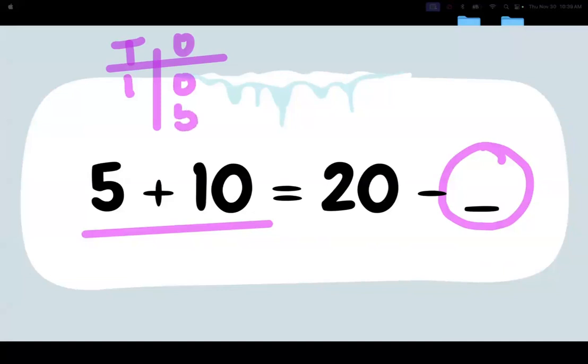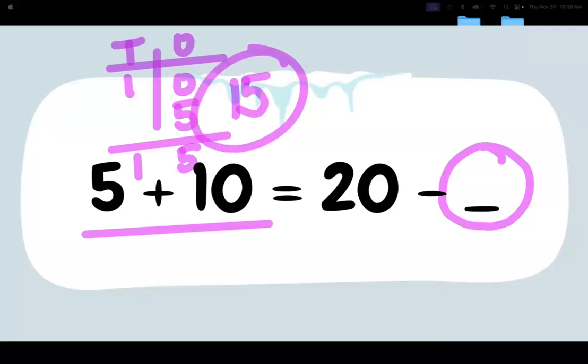Good job, Marion. Yep. So if you put this in your 10s and 1s, you drop the 5 down, you drop the 1 down, it becomes 15. So 15 on this side. Oops, my sloppy writing today. Now you're going to take this and figure out this side. What's 20 minus blank equals 15?